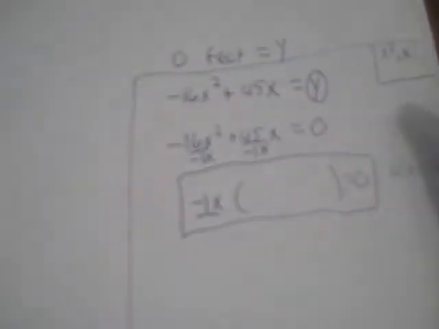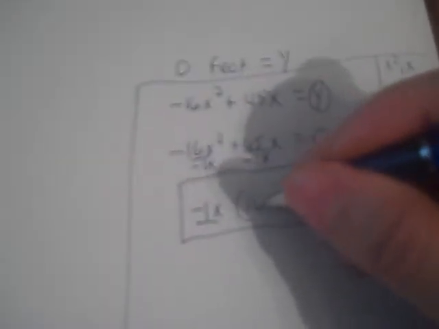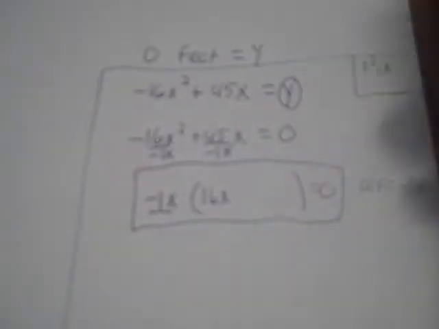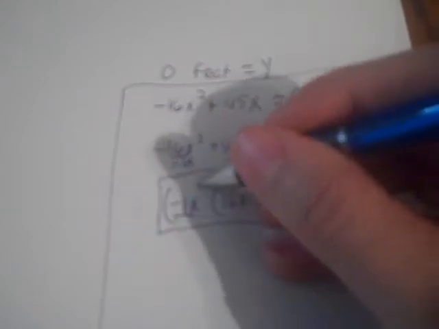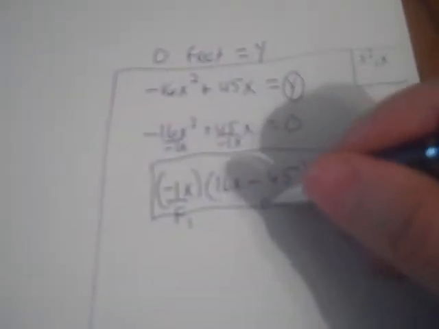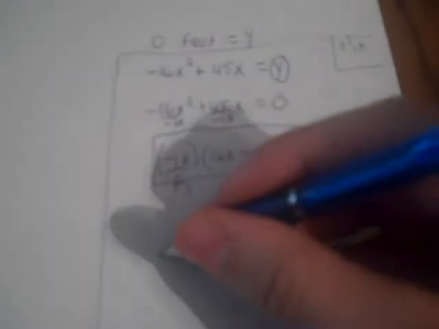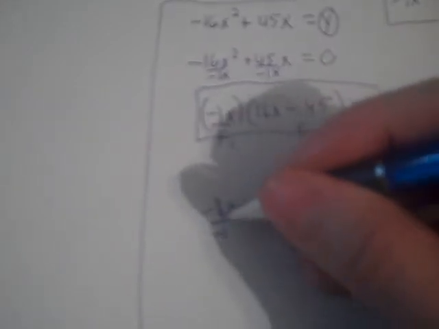Okay, so I factor out negative 1x, and then I divide by negative 1x. That's going to be positive 16 with x. 45 divided by negative 1 is negative 45. Don't write plus negative, just put minus 45 if it's negative. Okay, and I have my 2 factors, factor 1 and factor 2. So either negative 1x could equal 0, or 16x minus 45 could equal 0. Here we just need to divide by negative 1, and x equals 0, so that's our first answer.